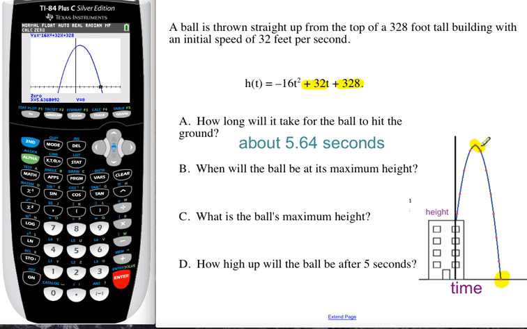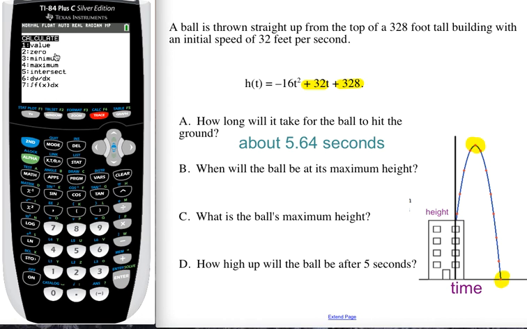Now, the next question is when will the ball be at its maximum height? Well, if I look at my sketch, that's happening up here. If you think about it, that's going to be the vertex of the parabola. So to find the vertex, what I'm going to do is hit second trace again. If you look at your options, I'm really wanting to know when is it at its maximum point, so that's option 4. It's going to ask me the same 3 questions. Left bound, right bound, guess.